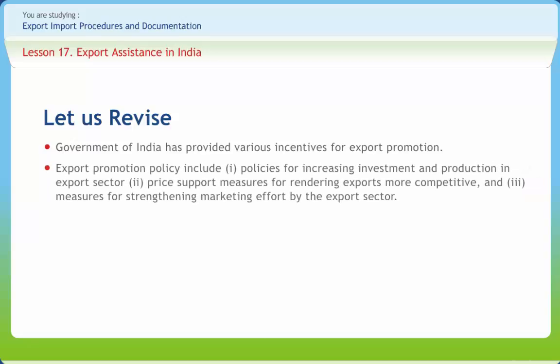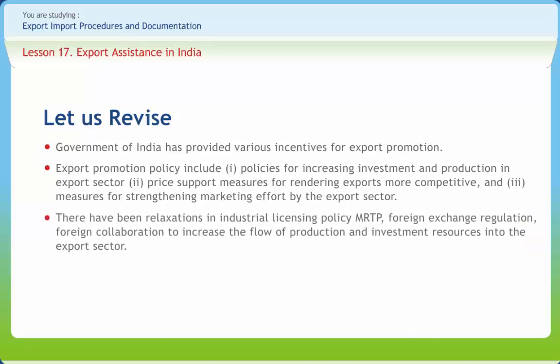Export promotion policy include 1. Policies for increasing investment and production in export sector. 2. Price support measures for rendering exports more competitive. And 3. Measures for strengthening market effort by the export sector. There have been relaxations in Industrial Licensing Policy (MRTP), Foreign Exchange Regulation, foreign collaboration to increase the flow of production and investment resources into the export sector.